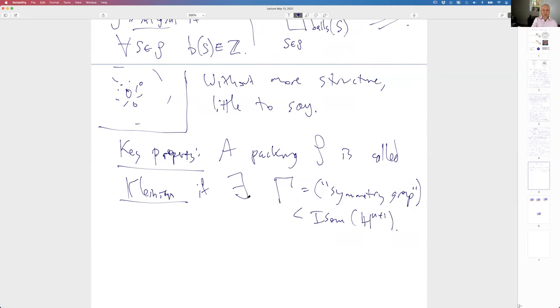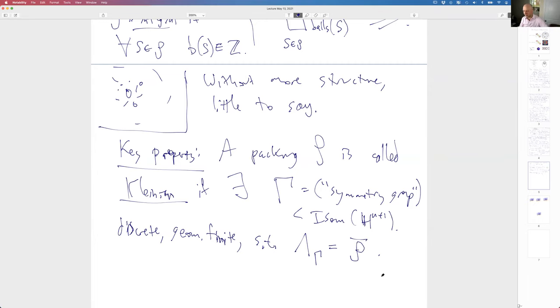So a packing P is called Kleinian if there exists a Kleinian group, a group acting by isometries, which is discrete and geometrically finite. This means that an epsilon thickening of the convex core has finite volume. So there's a group that's discrete, geometrically finite, such that the limit set of gamma is exactly the set of limit points of the packing.